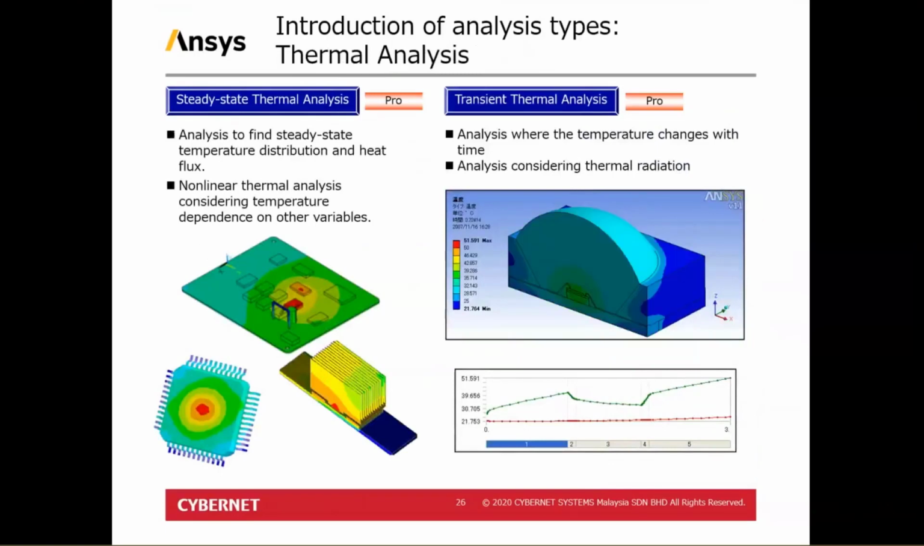So now we're done with the dynamic analysis. Let's take a look at thermal analysis of ANSYS. Now here we have the steady state thermal analysis and also we have the transient thermal analysis. Steady state thermal analysis is basically an analysis to find the steady state temperature distribution and also heat flux. This analysis supports linear and also non-linear thermal analysis problems. And then next we have the transient thermal analysis, which is basically an analysis where the temperature changes with time. This type of analysis also considers thermal radiation as well.